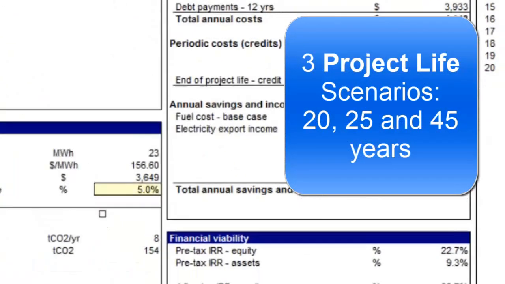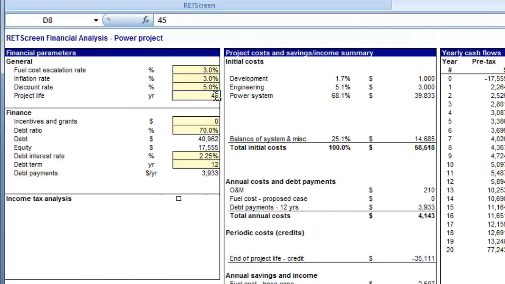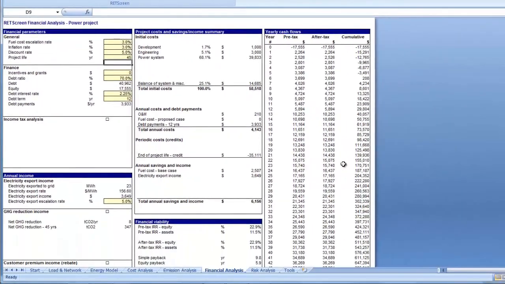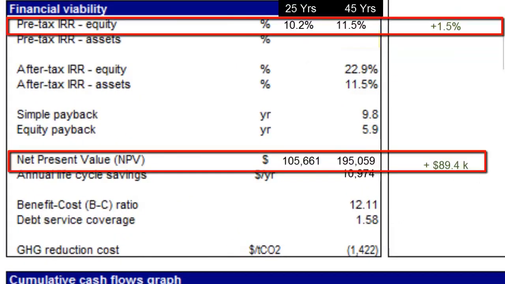Here we can see the impact of the life cycle changes. Typically, a longer life cycle significantly increases all the ratios considered. As we can see, the project financial indicators are all attractive under the various project life cycles considered. While 45 years would give us the most favorable results, 25 years is a more commonly used period, and we will use this as the base for the next part of the analysis.